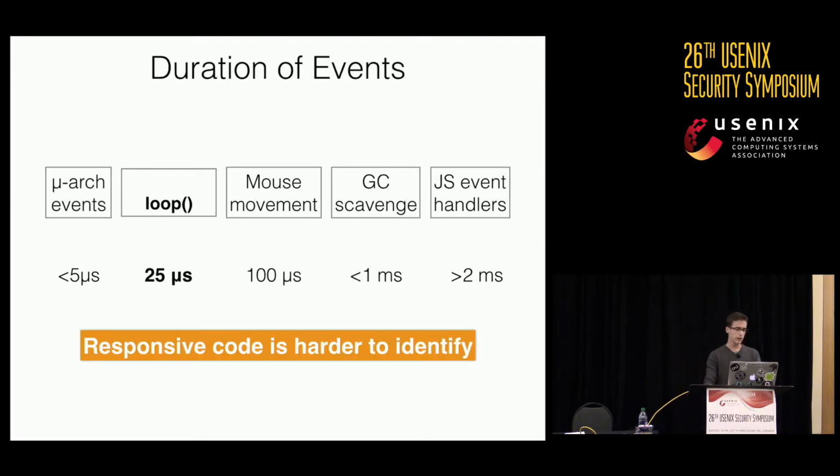And the interesting thing here is that usually pages which have very short event listeners, or which are well coded and have very responsive code, will have events much harder to identify. While pages with very inefficient event listeners will introduce very large delays that are very easy to spot in our event delay trace.